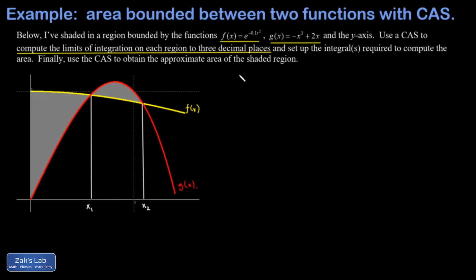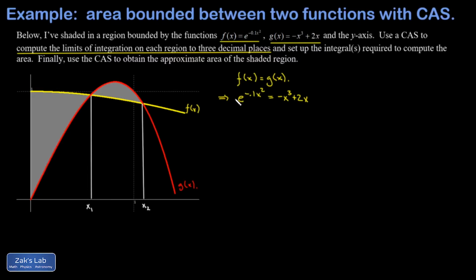Okay, intersections will occur when I have the same y value for the same value of x. In other words, when f of x is equal to g of x for some value of x. Another way of saying it is we're trying to solve this equation. And unfortunately, that equation has no analytical solutions, so we're going to have to use technology to get this done.